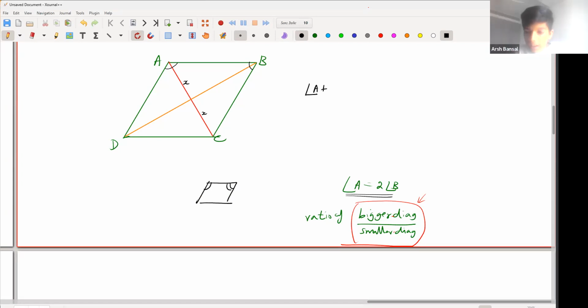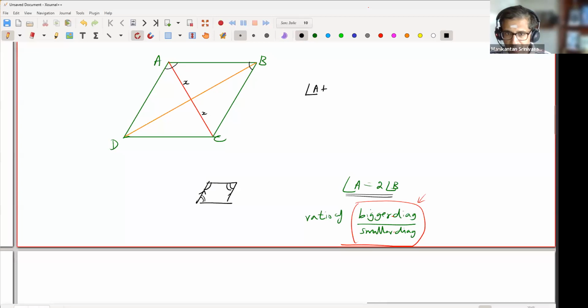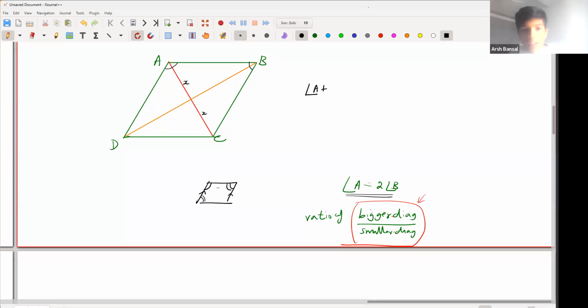Yeah, because they are co-interior angles. You remember we did all this: corresponding angles and co-interior angles. Because these two lines are parallel, we can get that these two angles are supplementary.